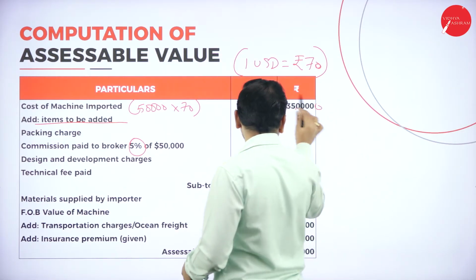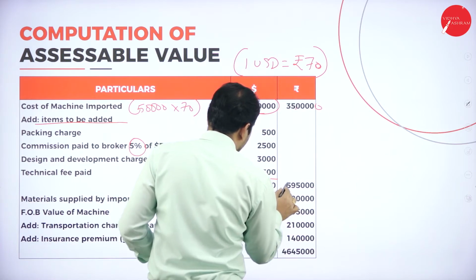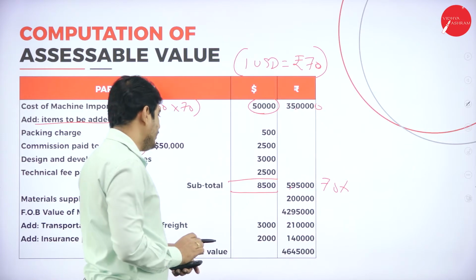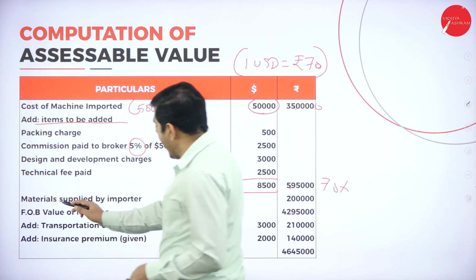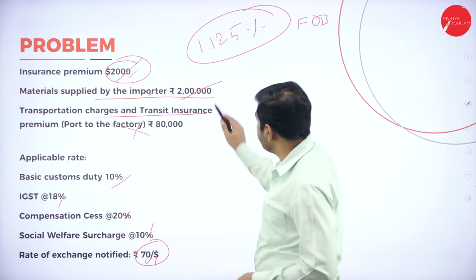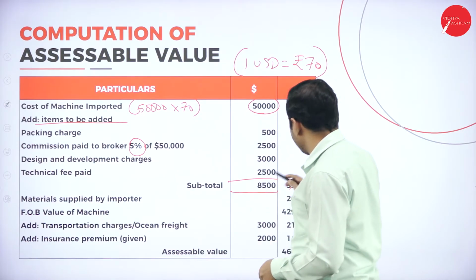Again convert this to Indian rupees. It equals 70 rupees, so it is 5,95,000. Again add material supplied by the importer. It is directly given in Indian rupees, so directly we are taking 2 lakh rupees.